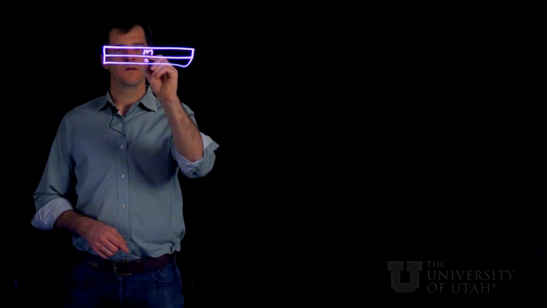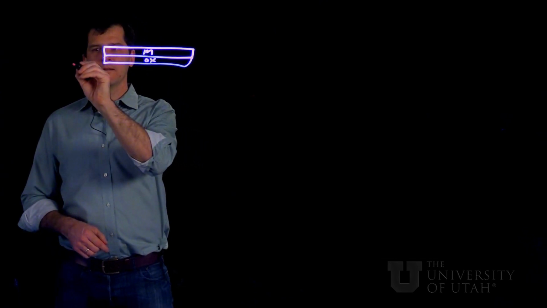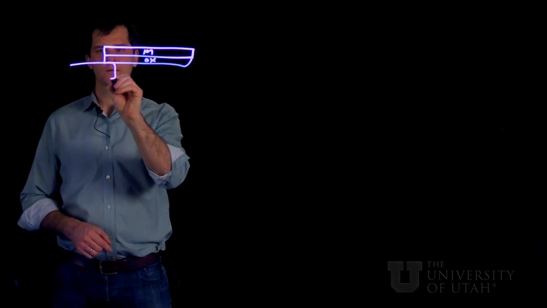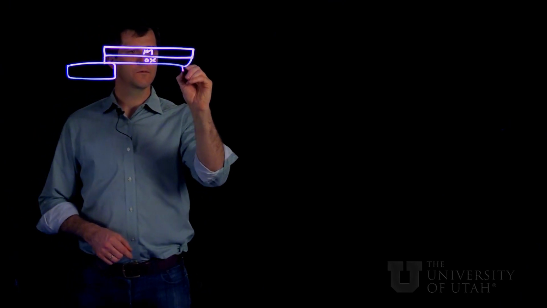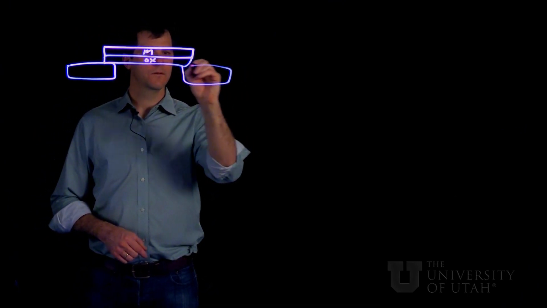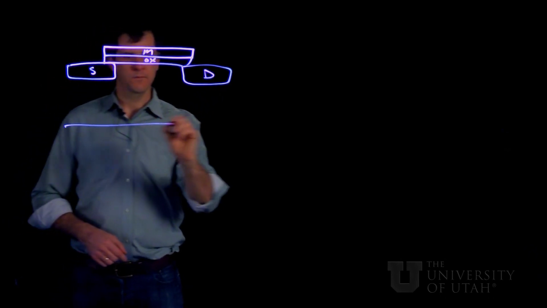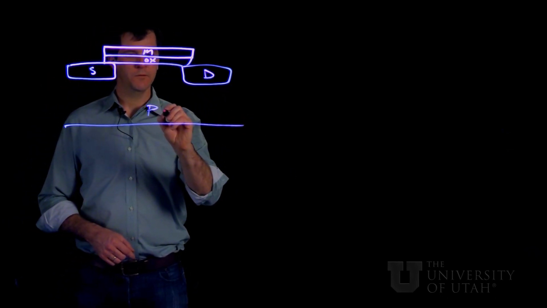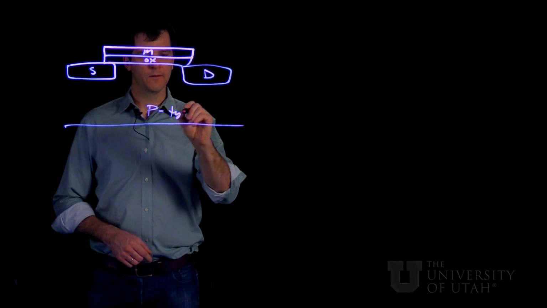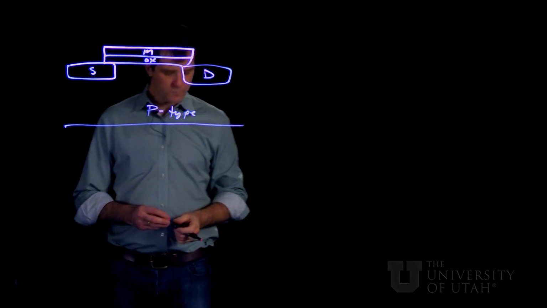Here's our metal, our oxide, and then our source and our drain. And then we have this P-type wafer out here.